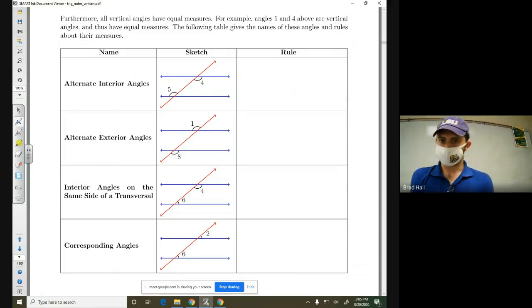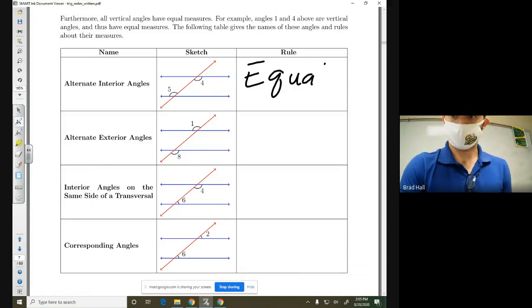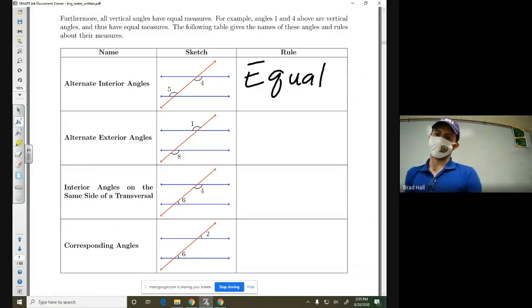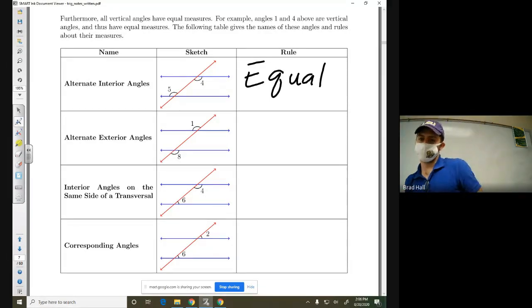And if they are, well, the name is alternate interior angles. You don't have to know that name or anything. The rule is that these two are equal. That's it, they're equal. So although they're spaced out as such, that's one of the properties of a transversal. There's certain associations between these angles that we can make, and we're going to apply this in the next problem.